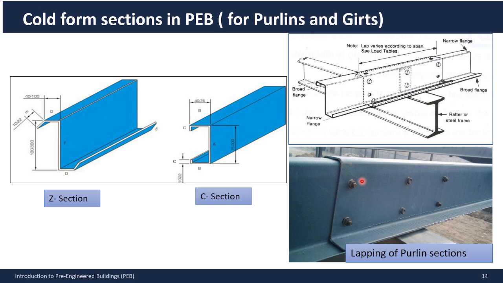The purlins and girts are made from cold formed steel, either Z section or C sections. An important feature is lapping, where purlin sections overlap at intermediate supports to create continuity, significantly increasing their load carrying capacity.